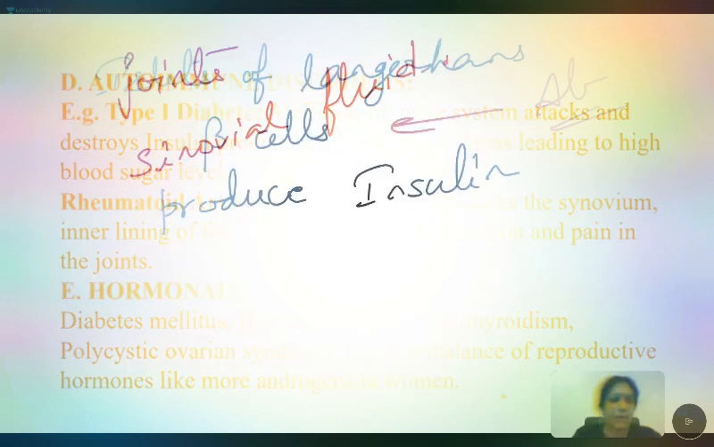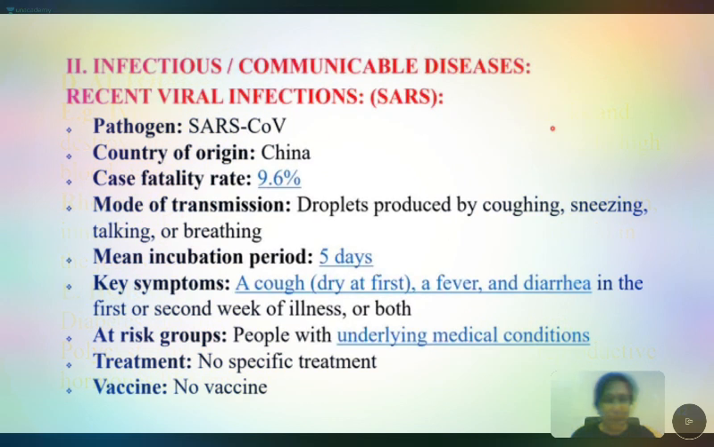Next, we have infectious or communicable diseases. Here I have given some important, recent examples. First one, SARS, not SARS-CoV-2, its cousin, the original SARS virus. Pathogen SARS-CoV, SARS coronavirus. Country of origin is also China. Case fatality rate was 9.6%, meaning 9.6% of the people died because of that. The fatality rate of SARS was more than that of SARS-CoV-2. In general, when the fatality rate is more, the spread will be less because before it spreads, the host is dying. Is it clear?